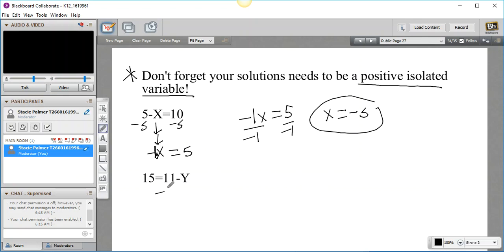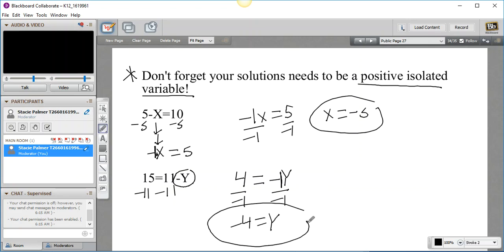Okay, let's look at another one like this. We would subtract 11 from both sides. So we would have 4 equals, see the minus sign in front of the y? That's really like having a -1 times y. So we have to divide by -1 on both sides. We get -4 equals y.